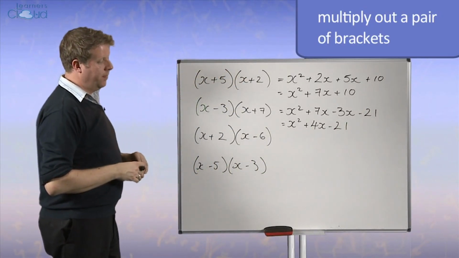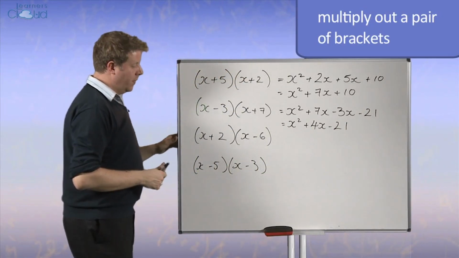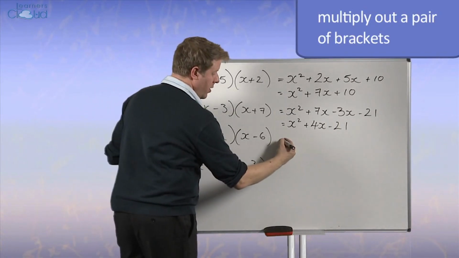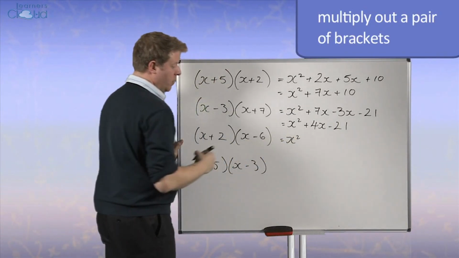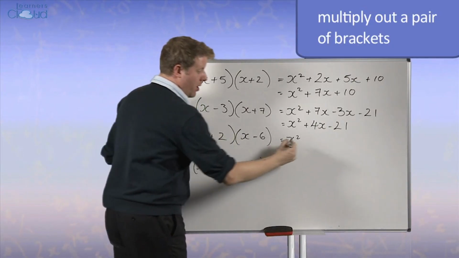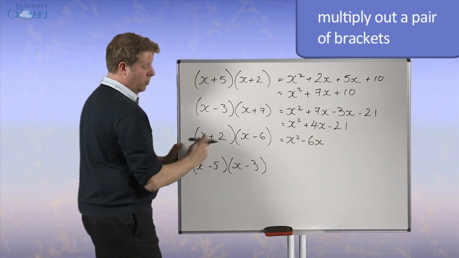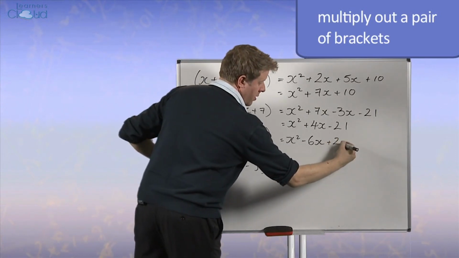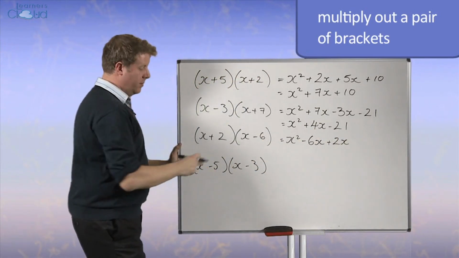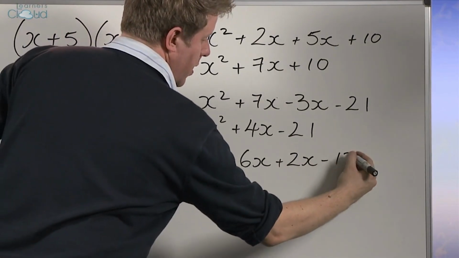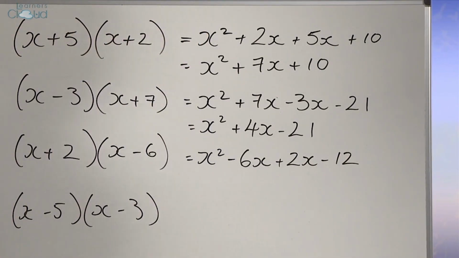Next one, again, one positive, one negative, so just be careful with this multiplying out. X times x gives me x squared, x multiplied by minus 6 gives me minus 6x, 2 multiplied by x gives me plus 2x, and 2 multiplied by minus 6 gives me minus 12.